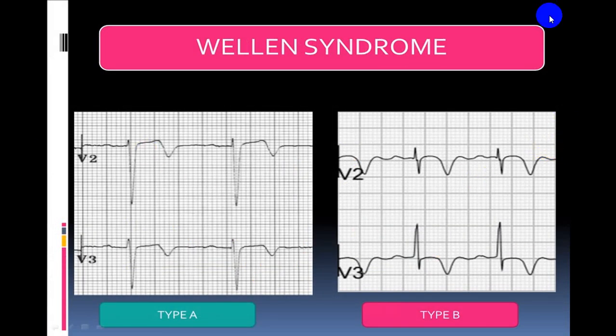These are two types. Here there is an ST isoelectric with T wave inversion, we call type 2, and when it is biphasic we call it type A. So if you can identify, well and good, but if there are T wave changes in V2, V3, it is in favor of acute LAD occlusion, proximal LAD occlusion, or LMCA occlusion. Do keep it in mind. In this condition, troponin may be negative, and invariably they develop a massive anterior wall infarction. So if you pick up early, you treat them early, you can prevent sudden cardiac death.